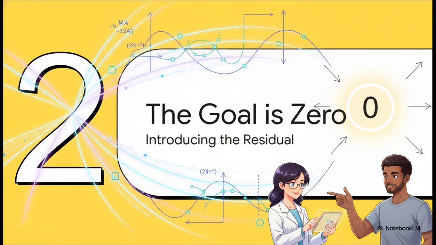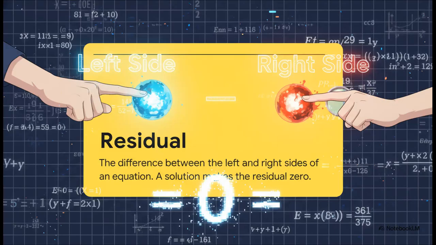So how does our software detective start cracking the case? Well, here's the really clever part. It doesn't try to solve the whole messy equation all at once. Nope. Instead, it totally reframes the problem and gives itself a much, much simpler mission. It does this with a concept called a residual. And it sounds technical, but it's super simple.